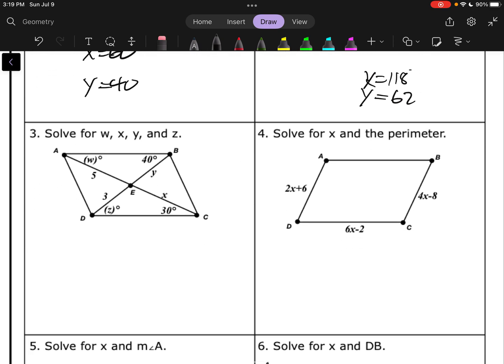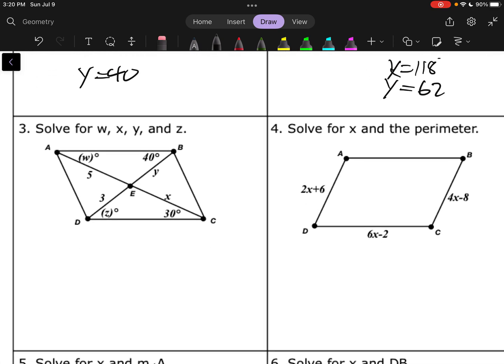For number 3, we got a lot of things flying around in here. W, X, Y, and Z. Okay, where's W? Well, W is an alternate interior angle with this 30 down here. So I like W being 30.